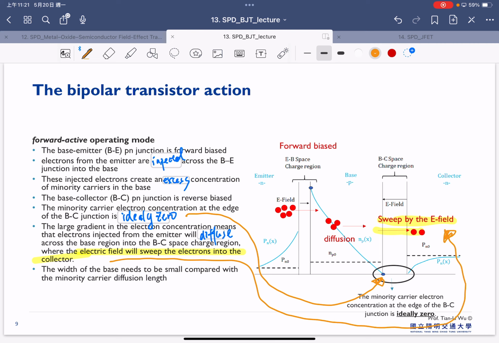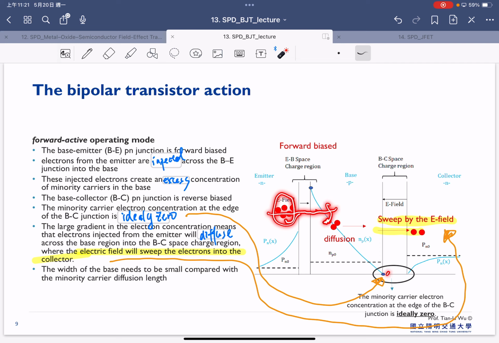In the end, we start to have the current flow here. So that's why we can have the current flow in the BJT here. So again, just try to illustrate. First of all, this is forward, so the electrons can start to overcome this barrier and flow to the P base region.